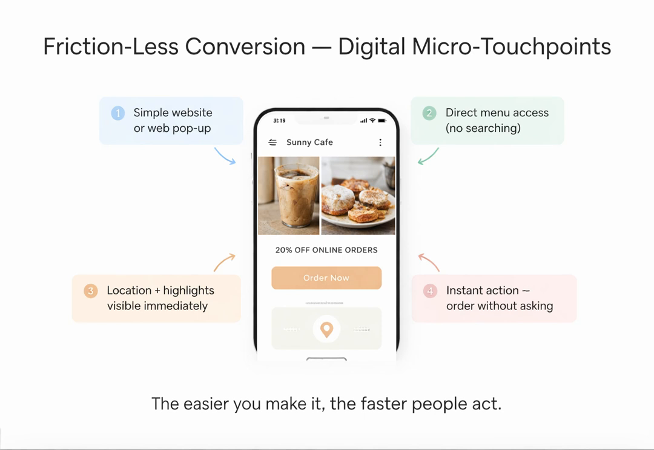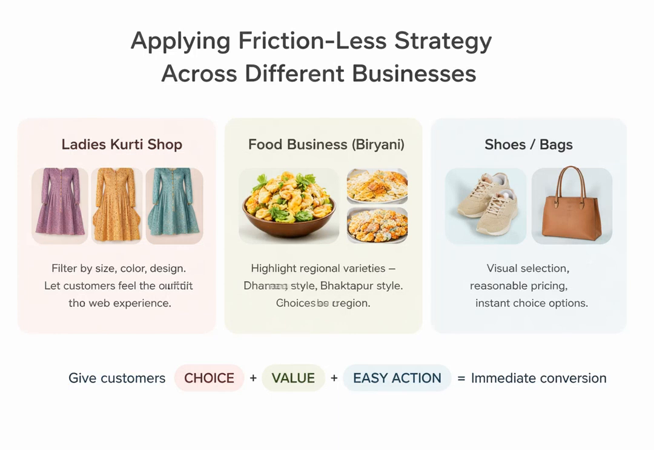Put a direct menu access button on your website or app. Show your location immediately. Highlight your best offers right on the first screen. Make ordering possible without any back and forth. The instructor puts it perfectly. The more you simplify, the faster people act. Reduce friction, increase conversion. The frictionless conversion principle isn't just for coffee shops.